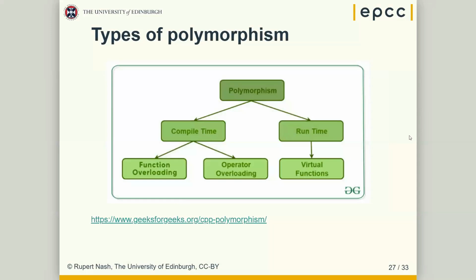So there are lots of different types of polymorphism. The main two ways we can think about this is at compile time, where we do function overloading or operator overloading, or we could do this at runtime through virtual functions.